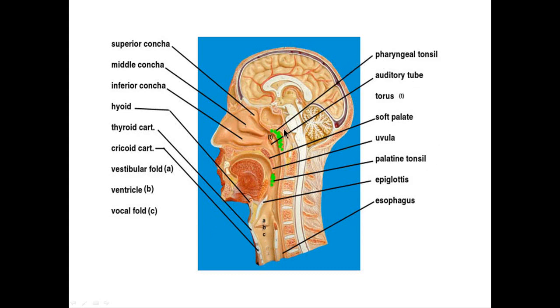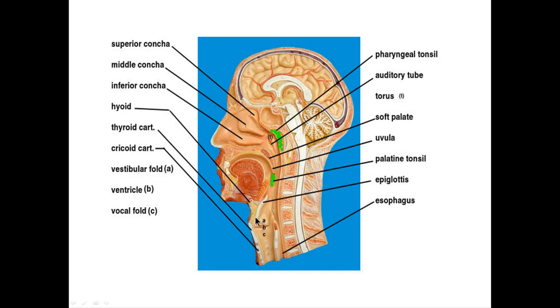In green, we've labeled some lymphatic tissue. Here's the pharyngeal tonsil. Next to that is the opening of the eustachian or auditory tube, which is capped by the torus tubarius, which is a cartilaginous bump, which is attached to the salpingopharyngeus muscle. Here's the soft palate. Here's the hard palate. Here's the soft palate with the uvula attached right here. And here's the palatine tonsil, the one that is surgically removed, or at least used to be surgically removed.